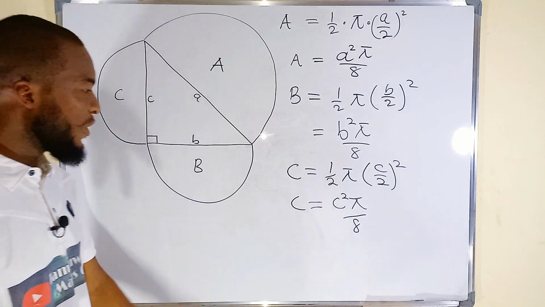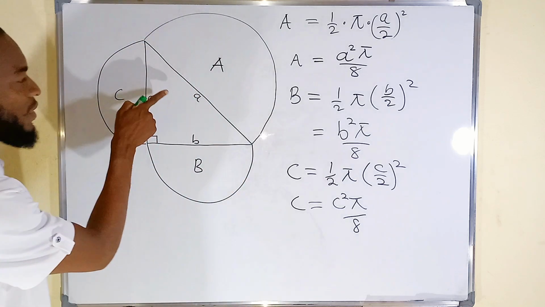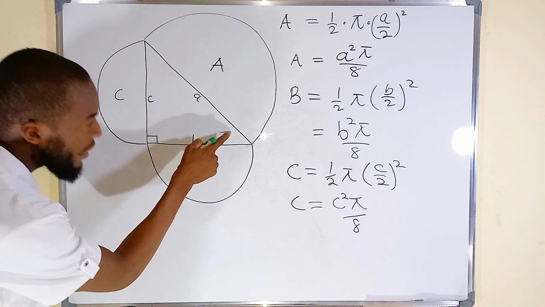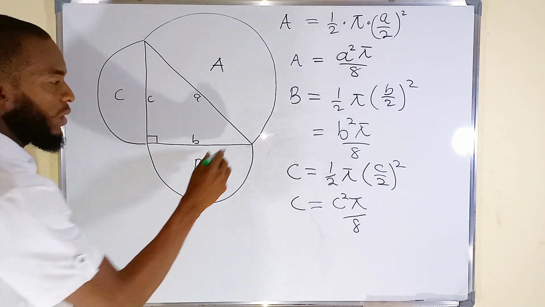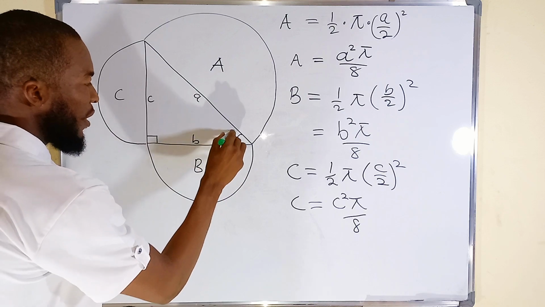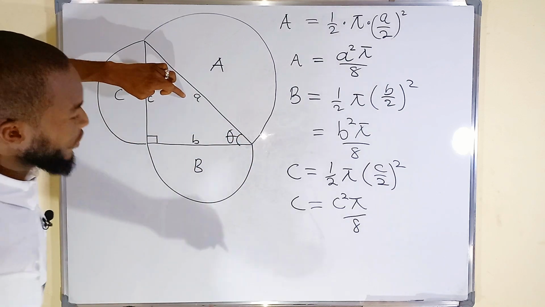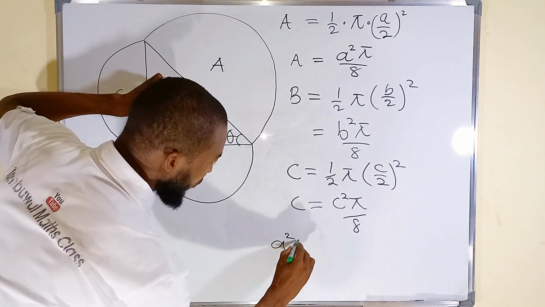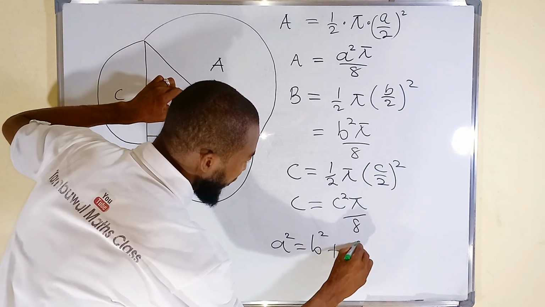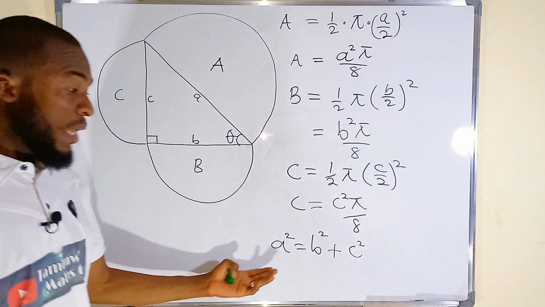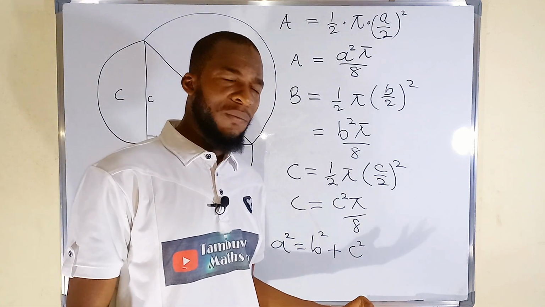Remember our Pythagorean theorem, which stated that the hypotenuse squared is equal to the opposite squared plus the adjacent squared. For instance, if this is our acute angle, so A squared from here will be equal to B squared plus C squared.